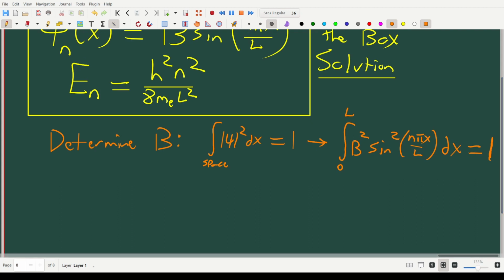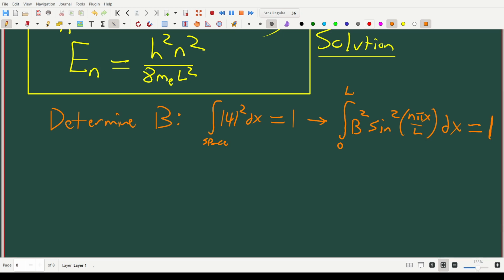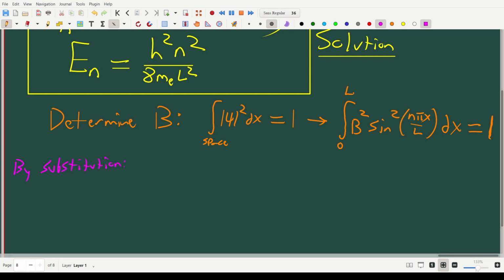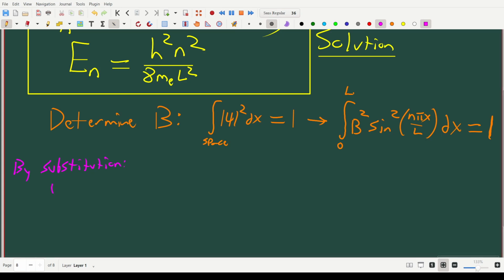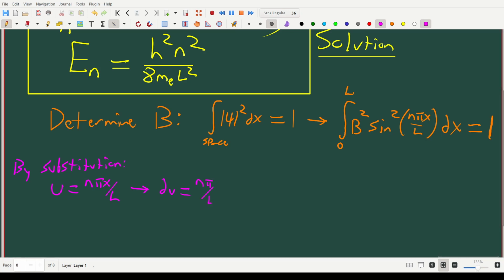So in Calculus 2, you probably learned how to solve this, but you probably forgot how to do it, and that's okay. So let me solve this integral for you. We're going to do it by substitution. It's going to just take us 30 seconds. All right, so I'm going to let u equals n pi x over L, which means that du is equal to n pi over L dx.